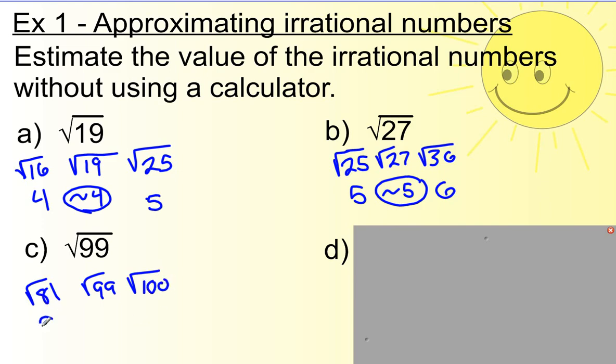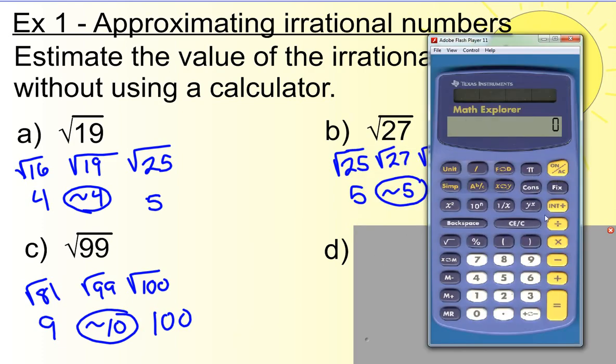Square root of 81 is 9. Square root of 100 is 10. This square root of 99 is almost 10. It's right next door to square root of 100. It's pretty far away from 81. So I'm going to say this square root of 99 is about 10. It's probably like 9.9 something. Square root of 99 is 9.949. That's really darn close.